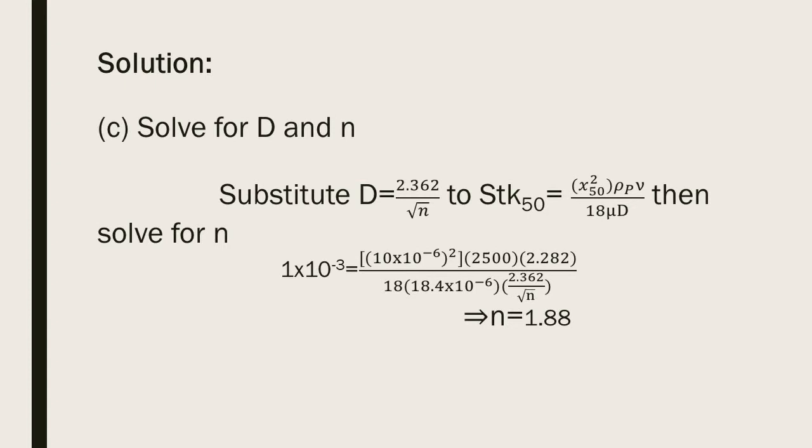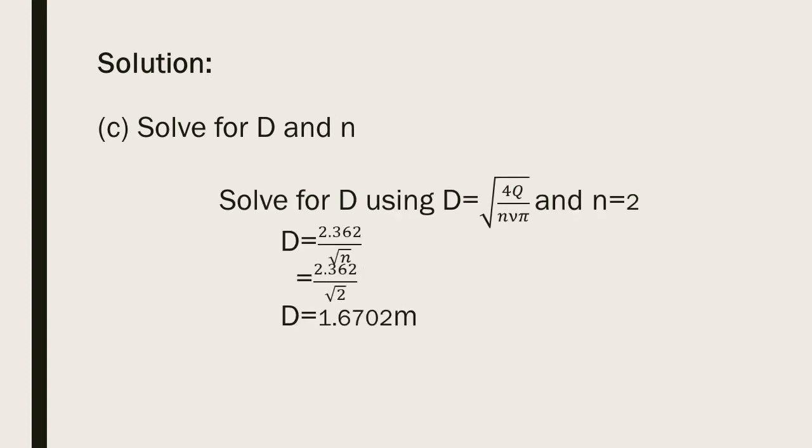We now substitute the expression for the cyclone diameter into the formula of the Stokes number, which is equal to the critical particle size squared times rho sub p times v over 18 times mu times d. Then we can now solve for the number of cyclones. Substituting the values, we get that n is equal to 1.88. We raise the value of 1.88 to 2, a whole number. And now we can solve for the cyclone diameter. Now, the cyclone diameter is equal to 1.6702 meters.